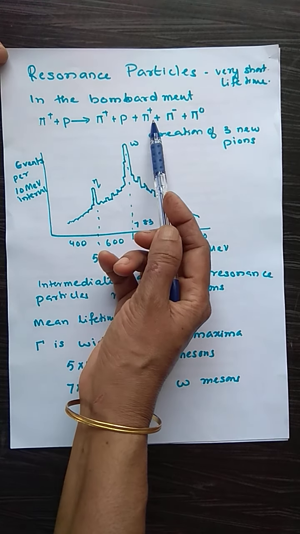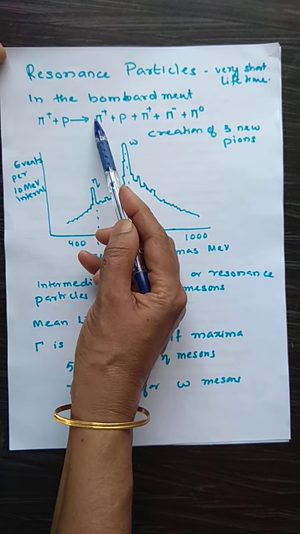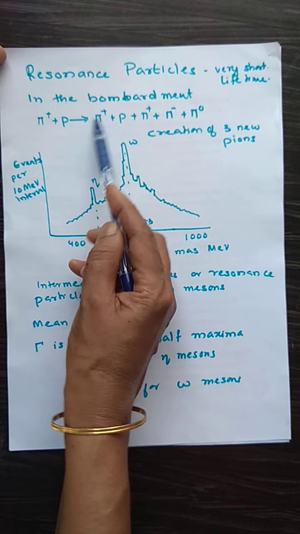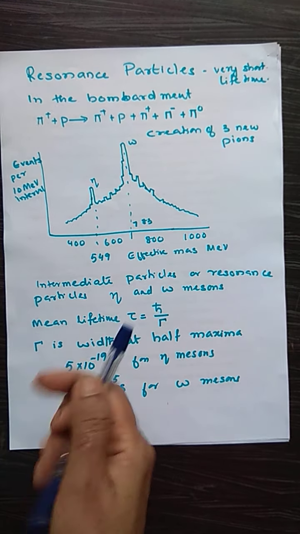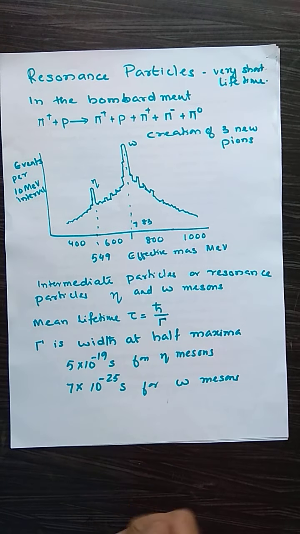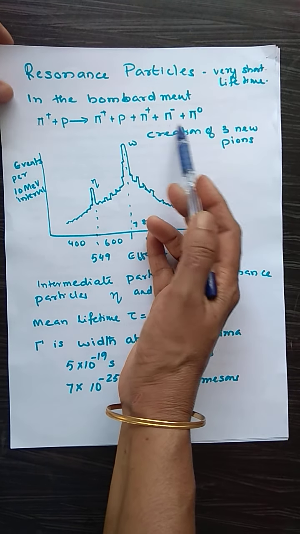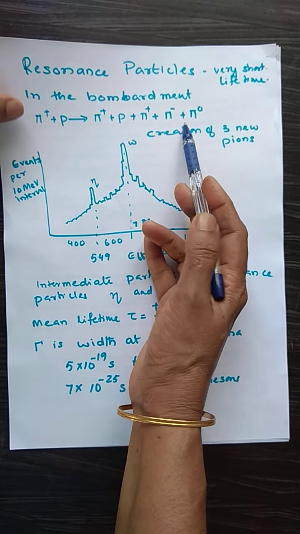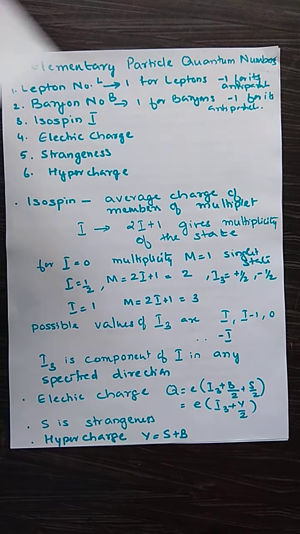So a reaction may go through different stages in which resonance particles are the particles generated in the intermediate stage, and finally they decay into the corresponding particles which we see after the reaction. These will be the stable particles. So unstable particles will be formed in the process.